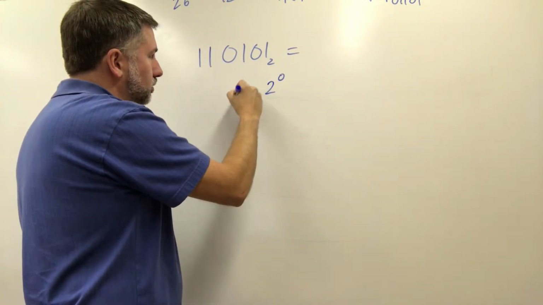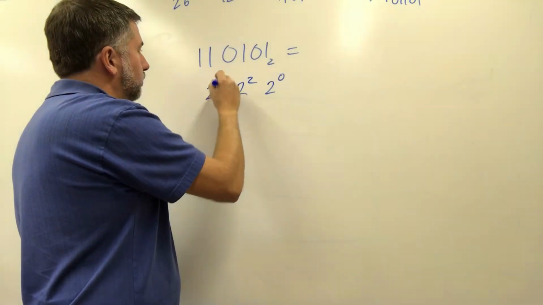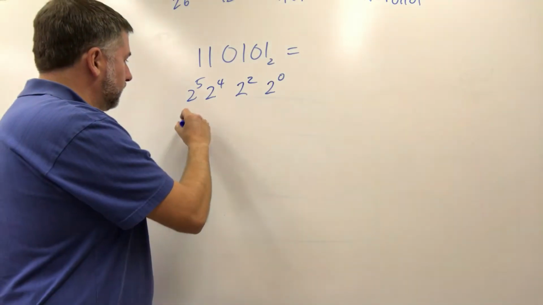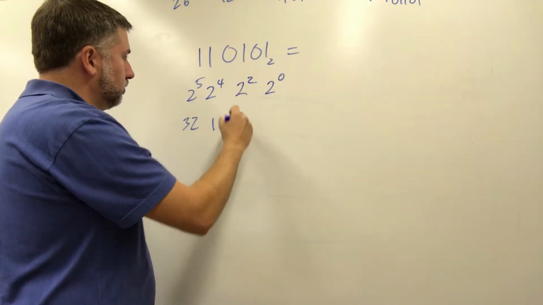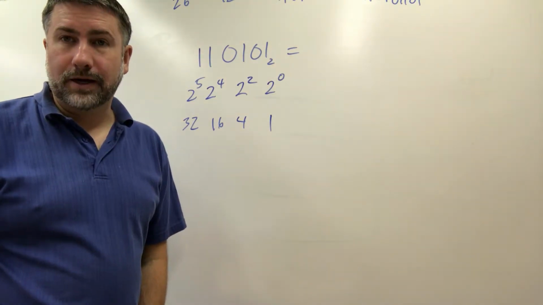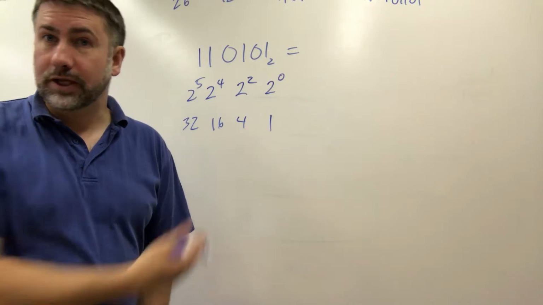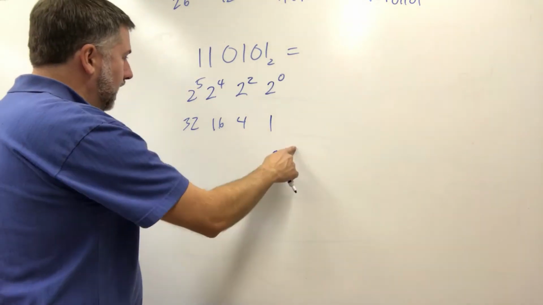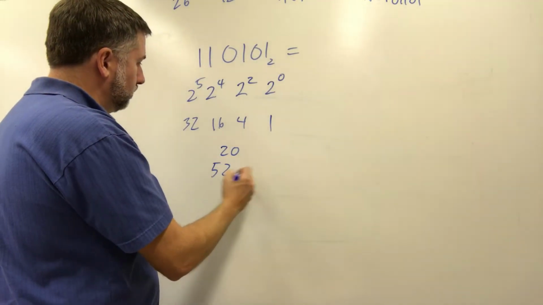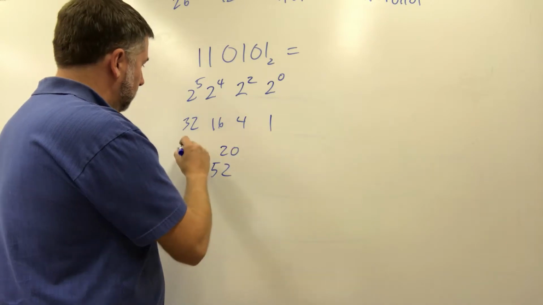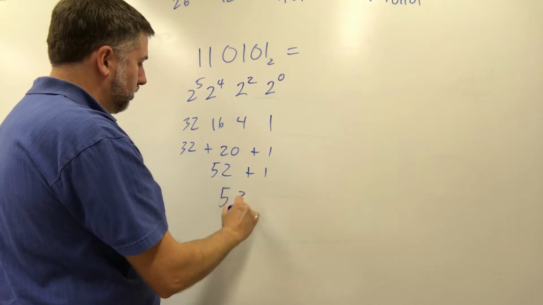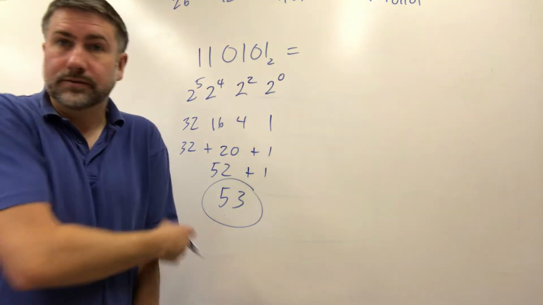This is 2 to the 2. This would be 2 to the 3. This is 2 to the 4, and 2 to the 5. So these are the numbers that those represent. 2 to the 5 is 32. 2 to the 4 is 16. 2 to the 2 is 4. 2 to the 0 is 1. You're going to really want to practice your powers of 2 because these things are going to be very useful later on when we're doing this kind of work. And we just add these up. 16 and 4 is 20. 20 and 32 is 52 plus 1. 53 is our value.